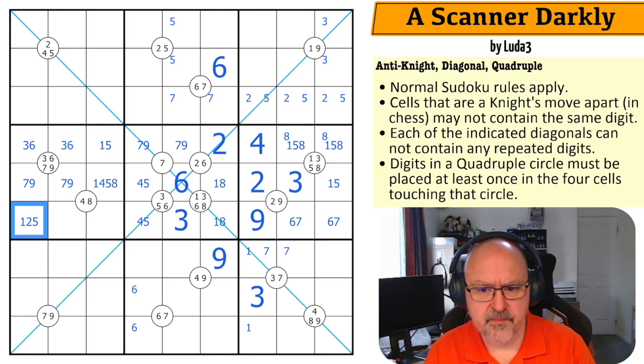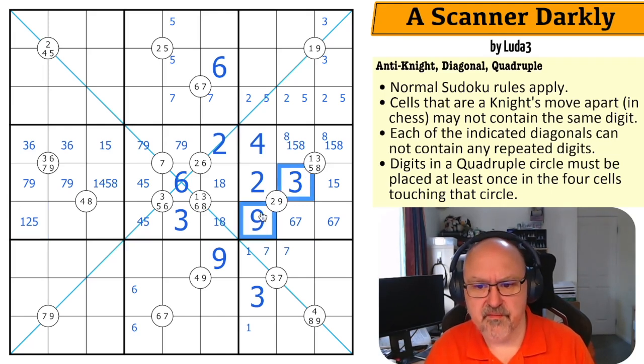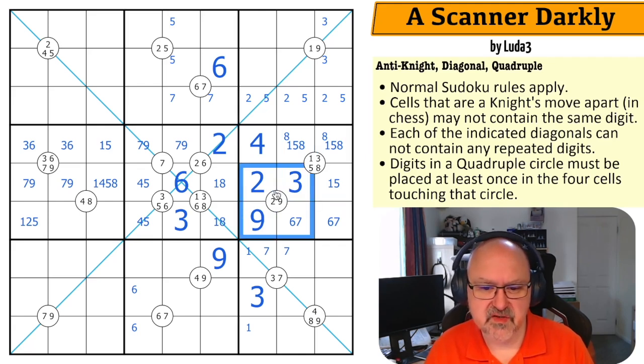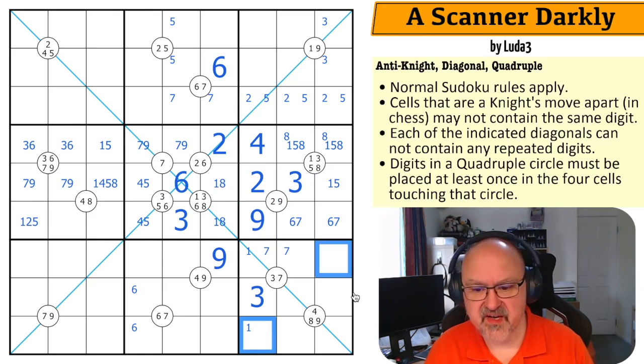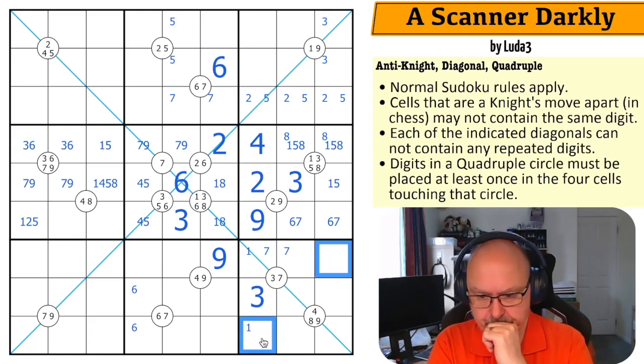So this cell is restricted. It can be 1, 2, it can't be 3 or 4, it can be 5, can't be 6, 7, 8 or 9. So this is 1, 2 or 5 only. Cells that are off these quadruples can only be digits that are not on the quadruples, but there's not as much restriction. Like these cells here can't be 3, 4, 7, 8 or 9. So they're 1, 2, 5 and 6. That's not helpful either.